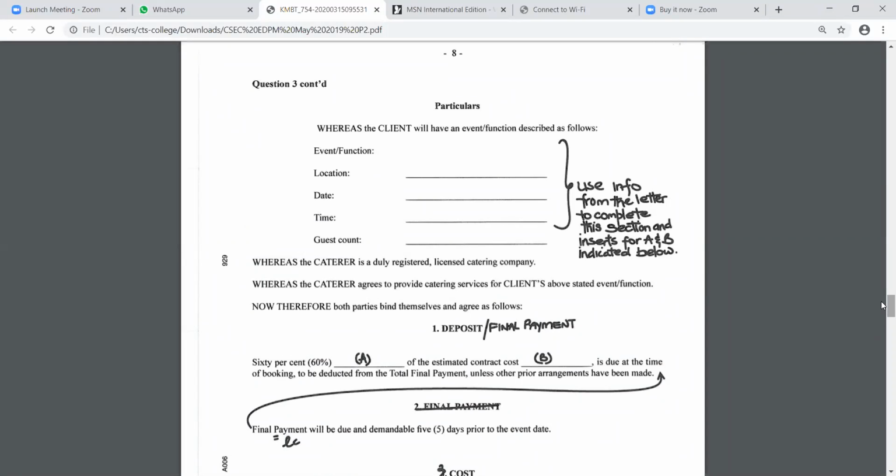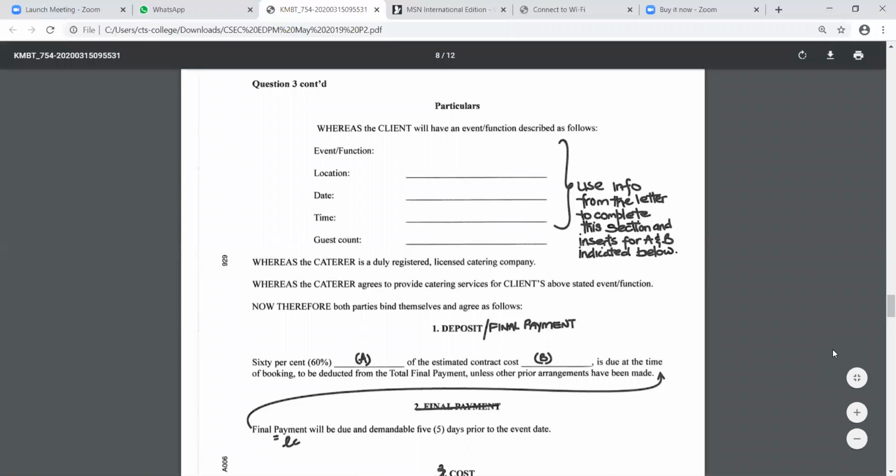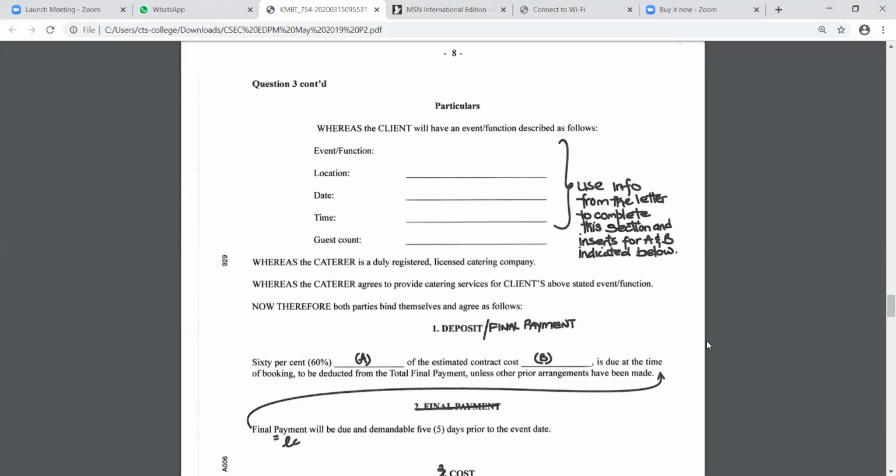Between location, there's a space to the line, date, there's a space, time, there's a space, guest count, there's a space. Are you all seeing that? What key on my keyboard could I use to get that as accurate as possible? For everything to line up straight, what key on the keyboard could I use? The space in between date and the line, time and the line, guest count and the line. What key could I use to create that equal spacing?